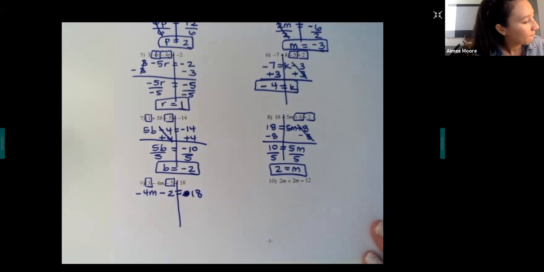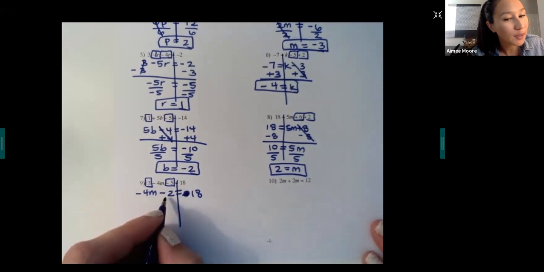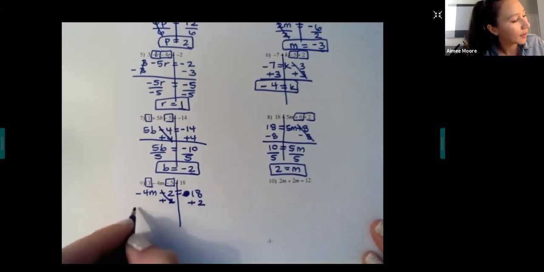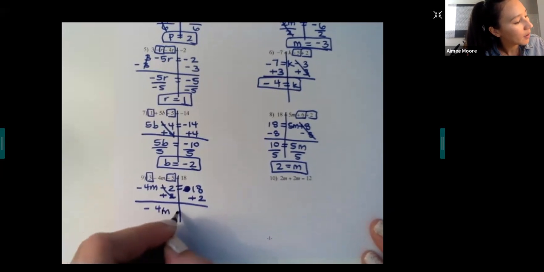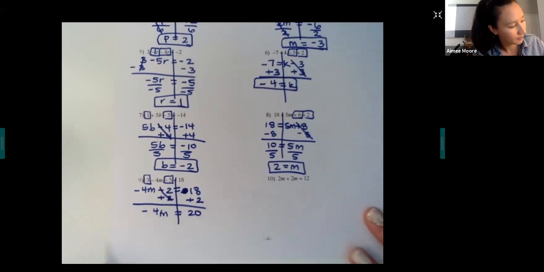You do subtract by 2 each time. Do you want to subtract 2? Hmm? I don't think we want to subtract. We want to add 2 to both sides, right? Add 2, yeah, okay. Good. So -4m equals 20. Good.